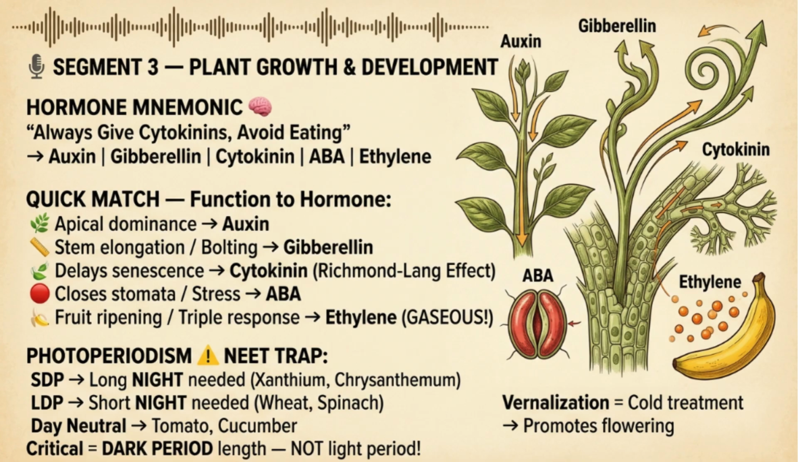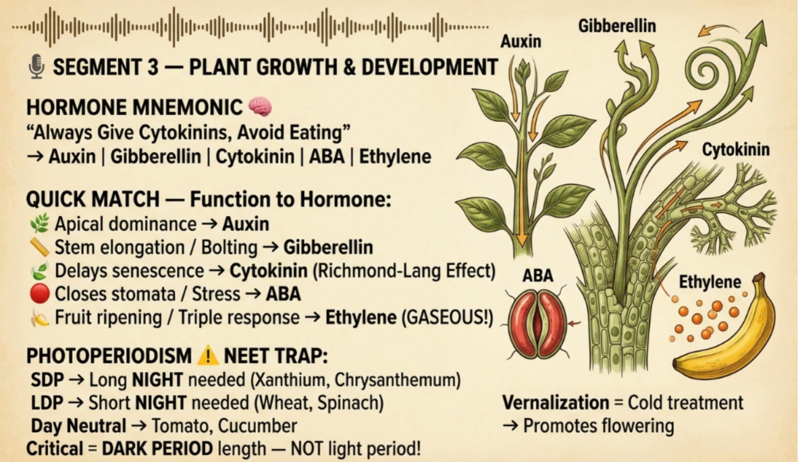Scenario 3. A leaf that should have yellowed and fallen 2 weeks ago is still perfectly green. Which hormone is maintaining it? Cytokinin. Cytokinins delay senescence. The Richmond-Lang effect shows that if cytokinin is applied to one side of a leaf, that side stays green while the other yellows. Cytokinins also promote cell division and are produced primarily in roots, moving upward through the xylem.